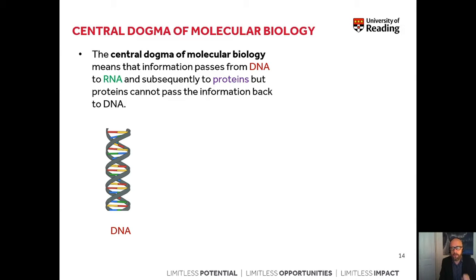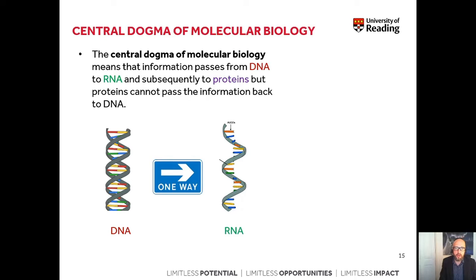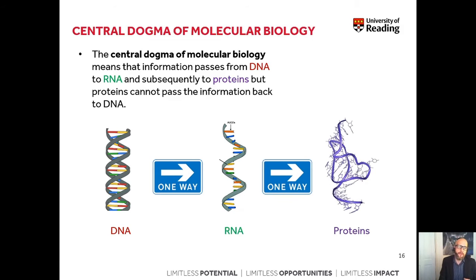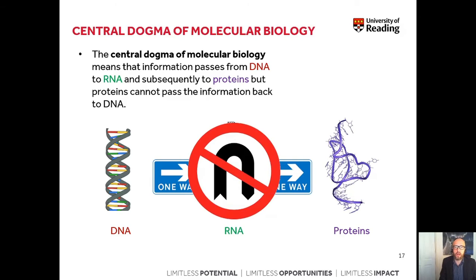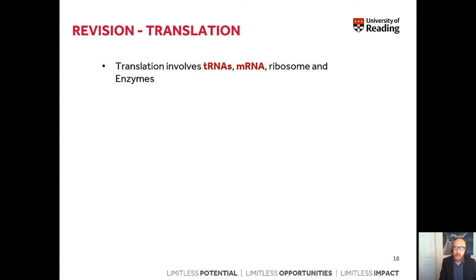We have the DNA, which gets transcribed into mRNA, and finally this mRNA gets translated into proteins on ribosomes. And this is a one-way process which cannot be reverted. Translation involves tRNAs, mRNAs, ribosomes, and specific enzymes.